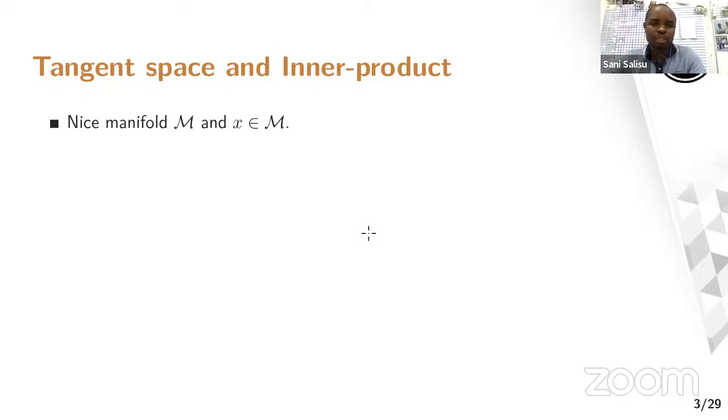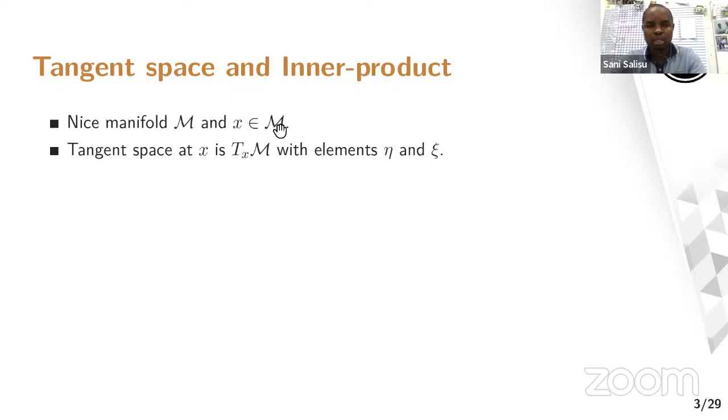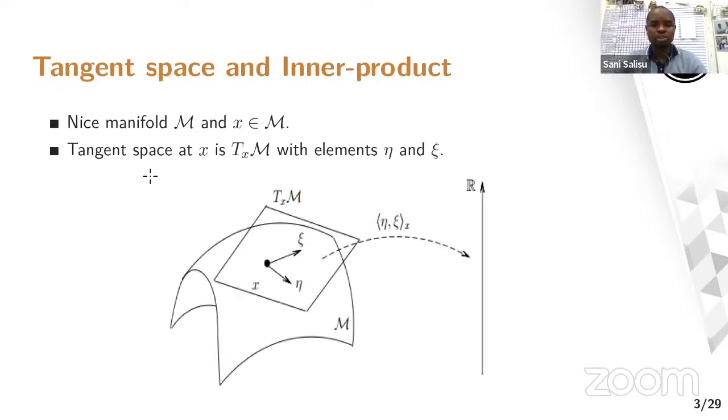Remember, the essential fact is having a nice manifold. Then whenever you have a point on that nice manifold, let's say x, you need to find a tangent space. That is to say, what is flat at that point. And this is how it is done.